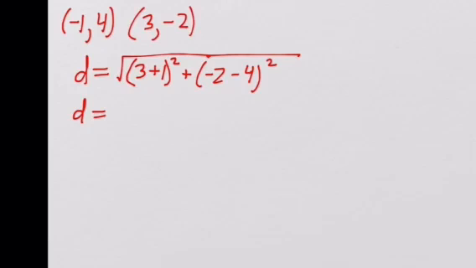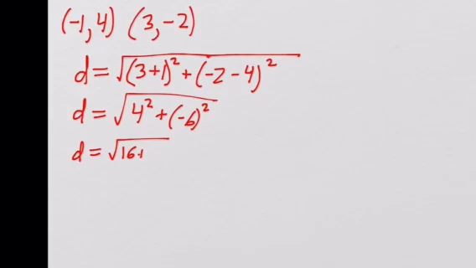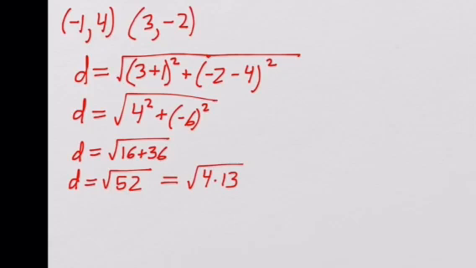So simplifying, I get d equals the square root of 4 squared plus -6 squared. D equals the square root of 16 plus 36. So D equals the square root of 52. And we can simplify this because 52 is 4 times 13. And we know the square root of 4 is 2. So we get 2 times the square root of 13. And remember, we are talking distance here, so when we take that square root, we do not have to worry about plus or minus. So that will conclude this video.